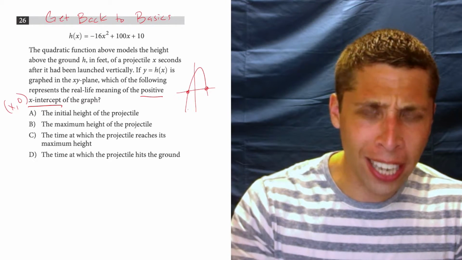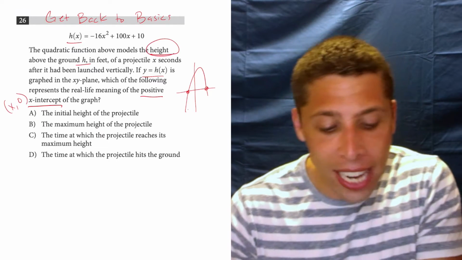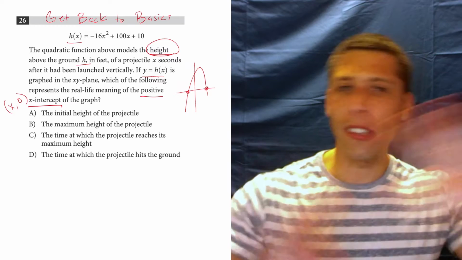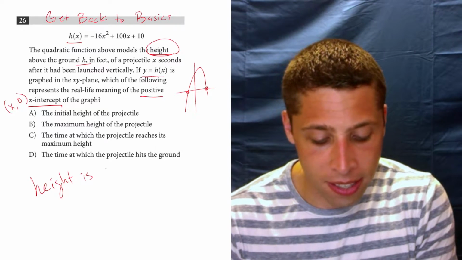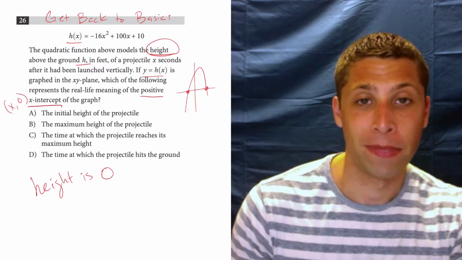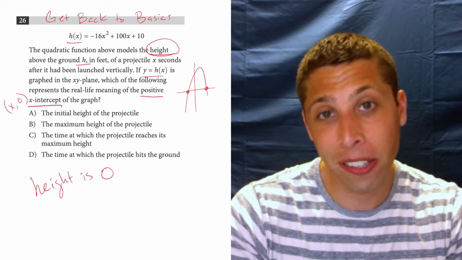So what is y again? Well, y is h of x. And what is h of x again? h is the height. So this is all a fancy way of saying that the height is 0. Now look at the choices. Go into them and ask, where is the height 0?